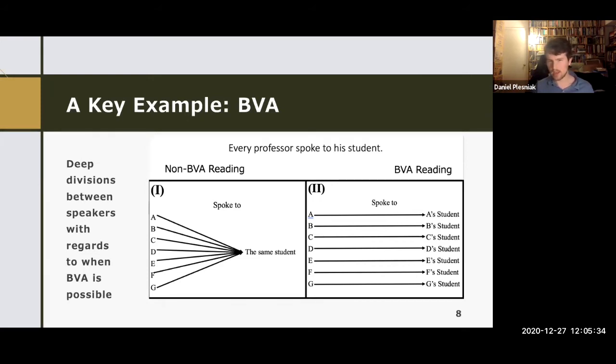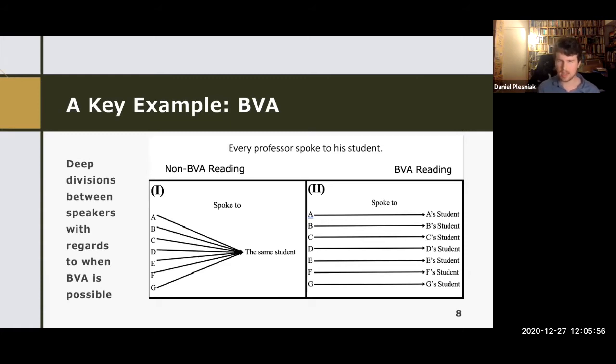The BVA way is to relativize "his" to each professor. So "his student" doesn't refer to one particular person's student. It's saying that every professor spoke to their own student. So A spoke to A's student, B spoke to B's student, C spoke to C's student. A much more elaborate meaning.